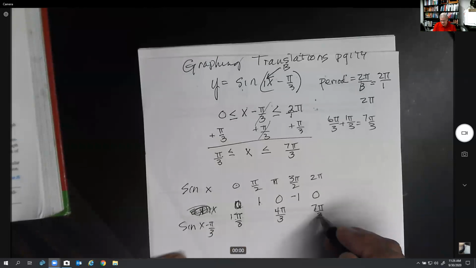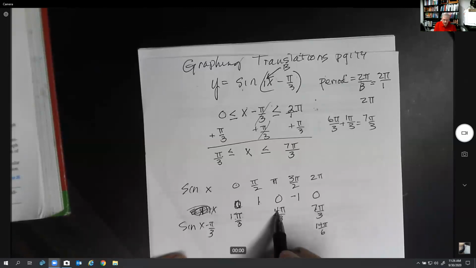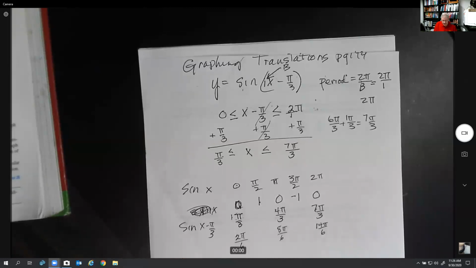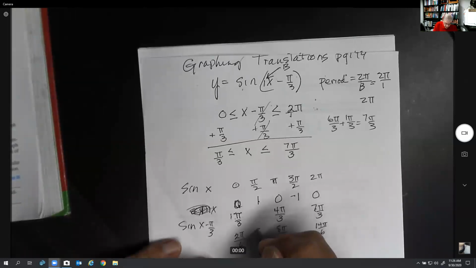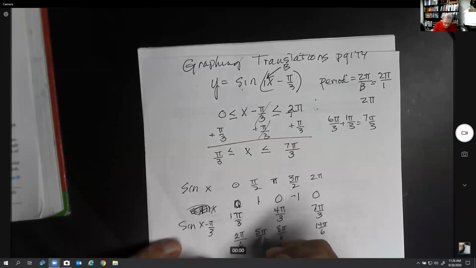So let's change this to 6's, just to make a little notation. This would be 14 pi over 6. We're going to double this, so this would be 8 pi over 6. And double this, this would be 2 pi over 6. So now we need a number in between there. 2 and 8 is 10. Half of 10 is 5. So this is going to be 5 pi over 6.